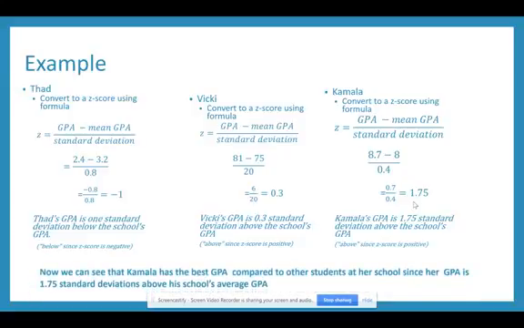So we can see that if you make the comparison between the three, obviously Vicky and Kamala are better than Thad because at least they're a positive value, so they're above the average. Between Vicky and Kamala, Kamala's further away from the average, so she actually has the best GPA compared to other students at her school, because she's 1.75, the furthest from the school's average GPA.